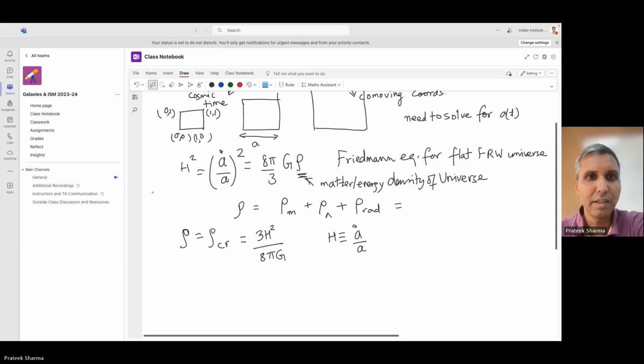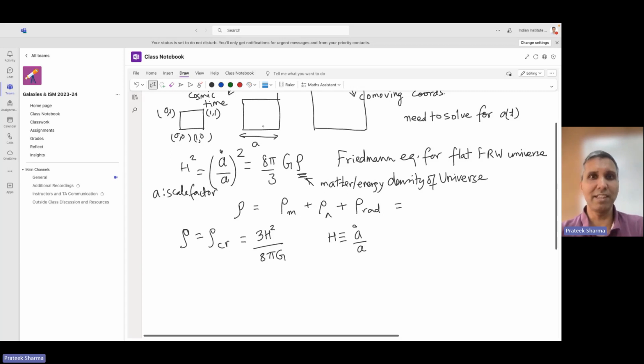So a is called the scale factor, right? And by convention, a is taken to be unity now. At redshift 0, the scale factor of the universe is 1. So at early times, the scale factor was less than 1.